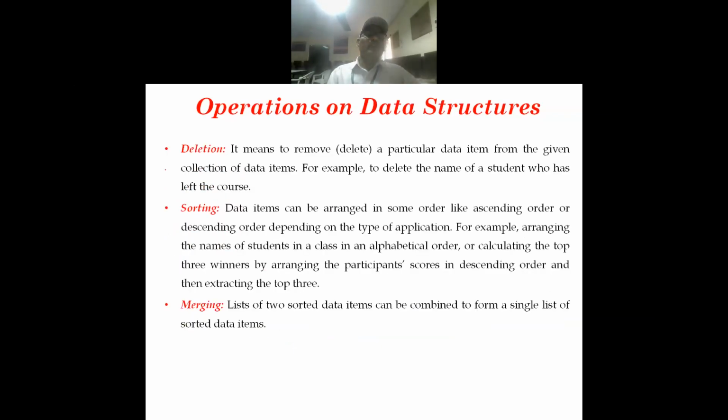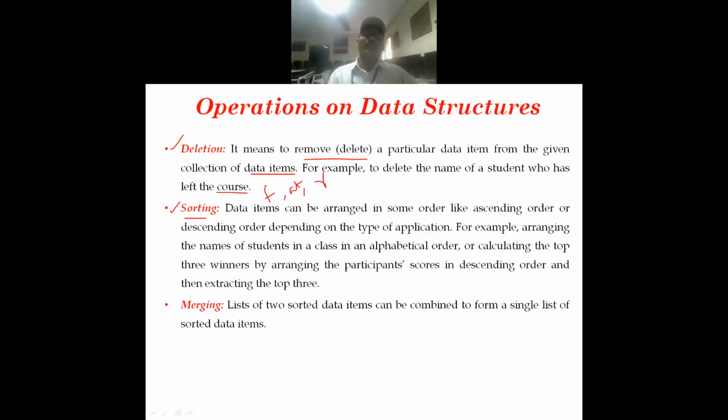Then another important operation is deletion. It means we are trying to remove a data item from a particular collection of data items, for example, to delete the name of a student who left the course. Deletion can be done from the front, at a given position, or from the rear end of that data list.